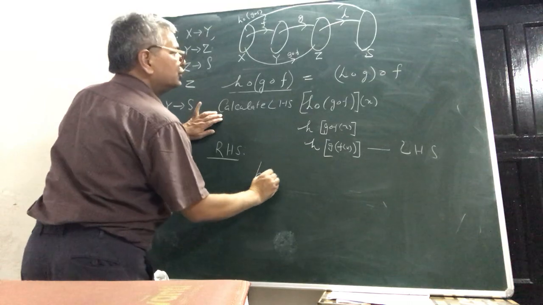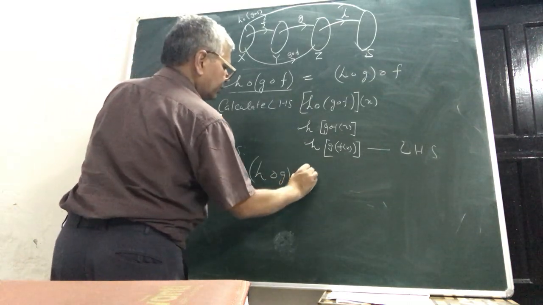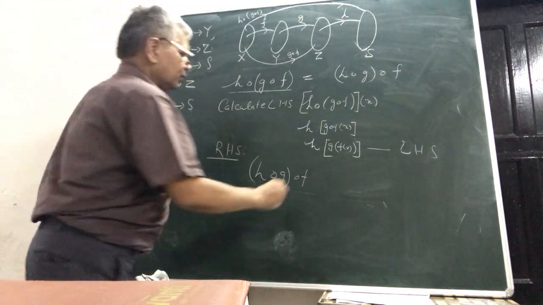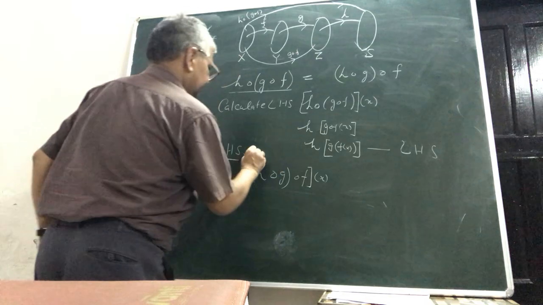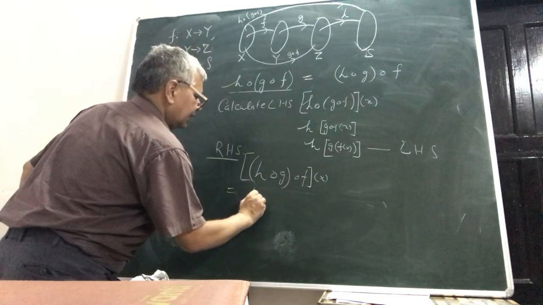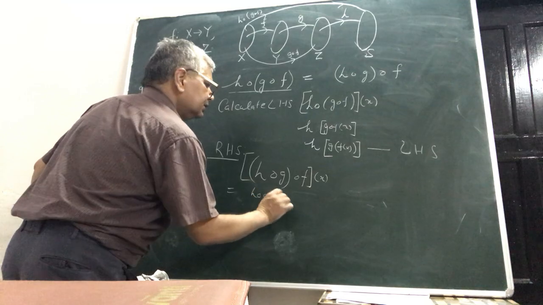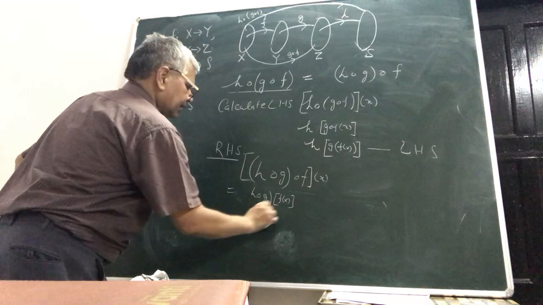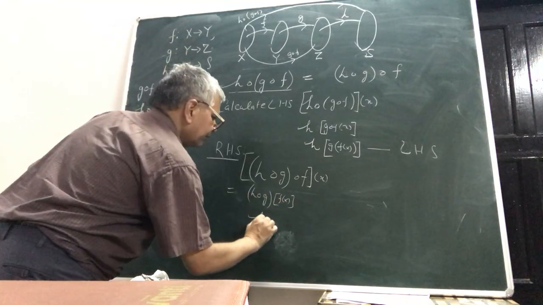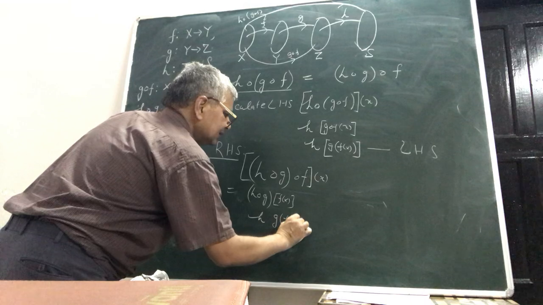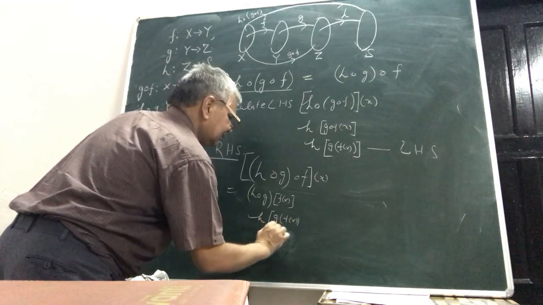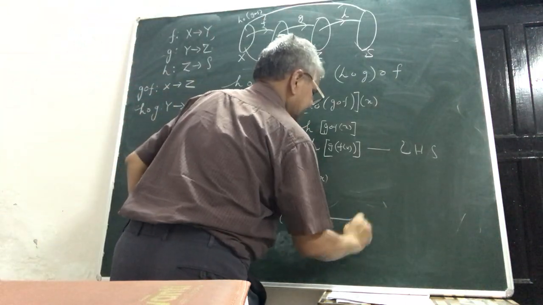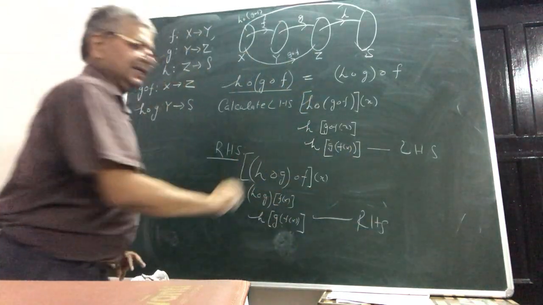It is H∘(G∘F). Again, we have shown earlier that it is from X to S. So here the internal function is H∘G, and first you will take x under F, and then under the H∘G function. Under the H∘G function, first you will take G(F(x)), and then this under the external function H. And this is again the right hand side. Obviously, left hand side and right hand side are the same.